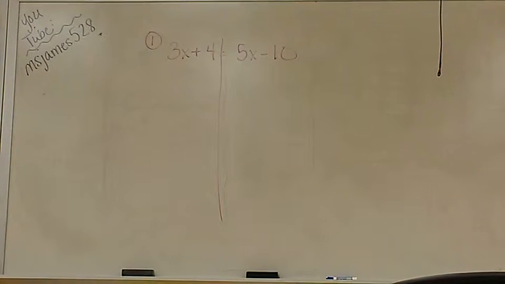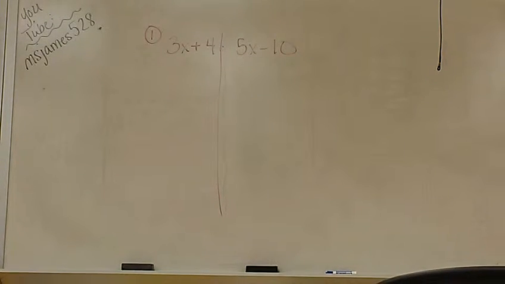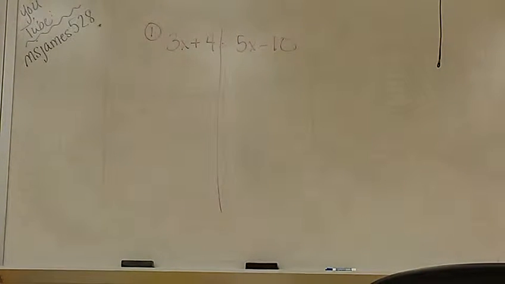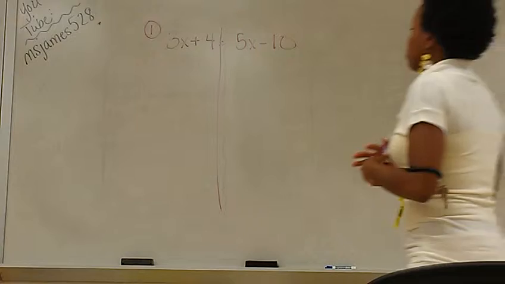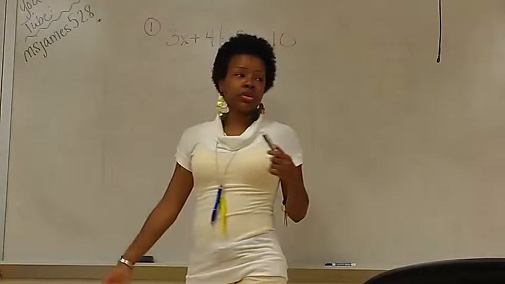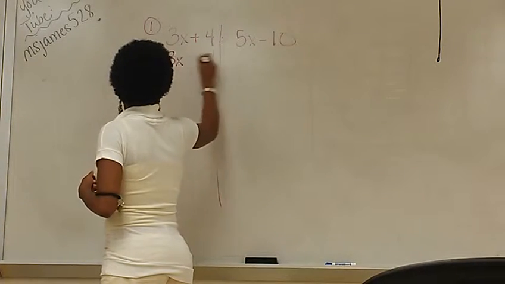My advice to you is to move the lighter weight. That's the way I think about it. So what would be the lighter weight out of 3x and 5x? Good, the 3x. Okay? Is 3x positive or negative? Positive. So the opposite would be to minus 3x from both sides.